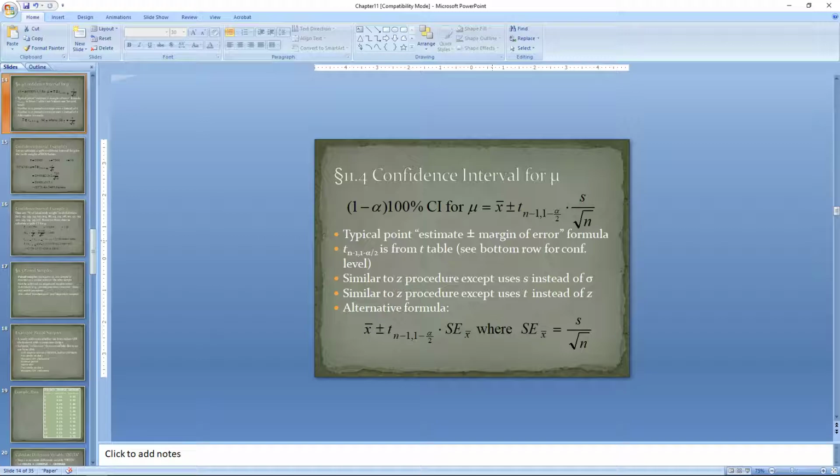So when we switch around, this is our alternative formula: x bar plus or minus t with n minus 1 degrees of freedom and 1 minus alpha over 2, times the standard error of x bar, where the standard error of x bar, remember, is S over the square root of n.